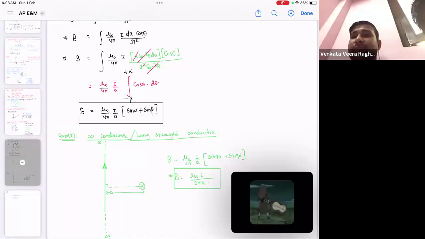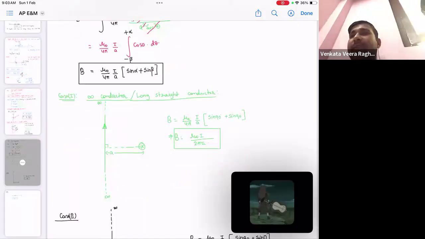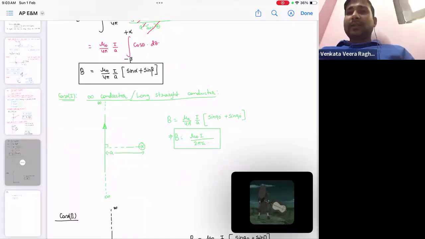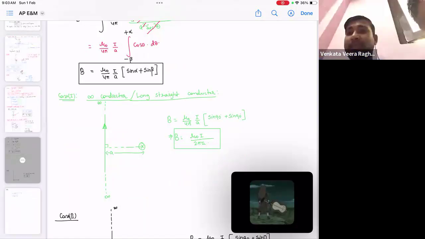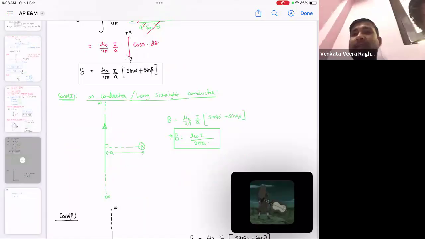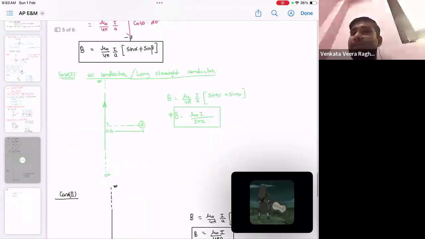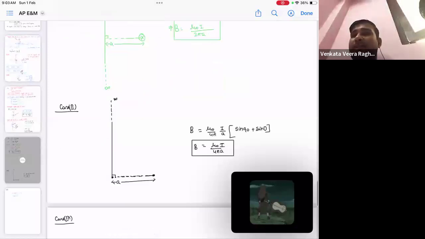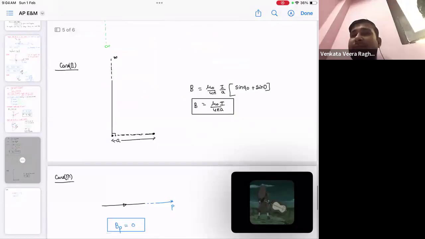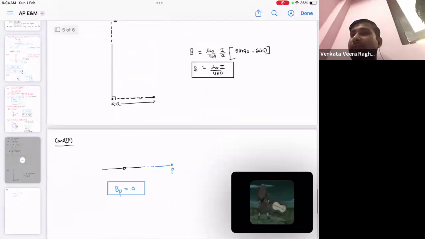So now we have some special cases, like an infinite conductor or a very long straight conductor. What will happen? The angle made by the ends of the rod is going to be 90 degrees in both the cases. So we got our result as mu naught I by 2 pi A. Same way, if it is semi-infinite, then mu naught I by 4 pi A, we got it.